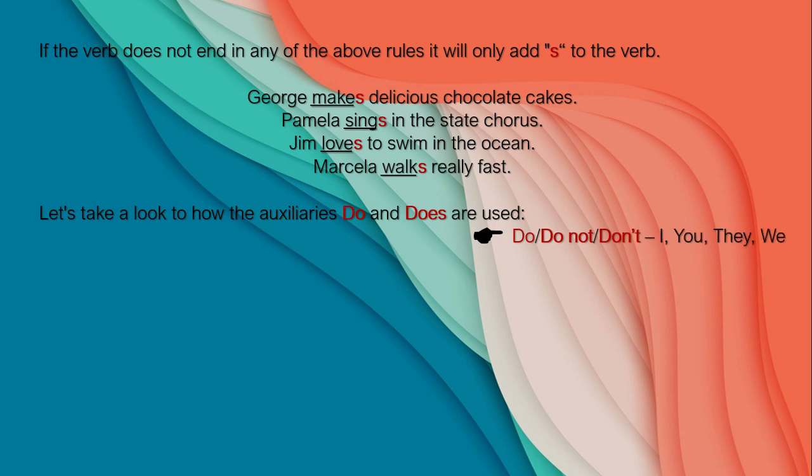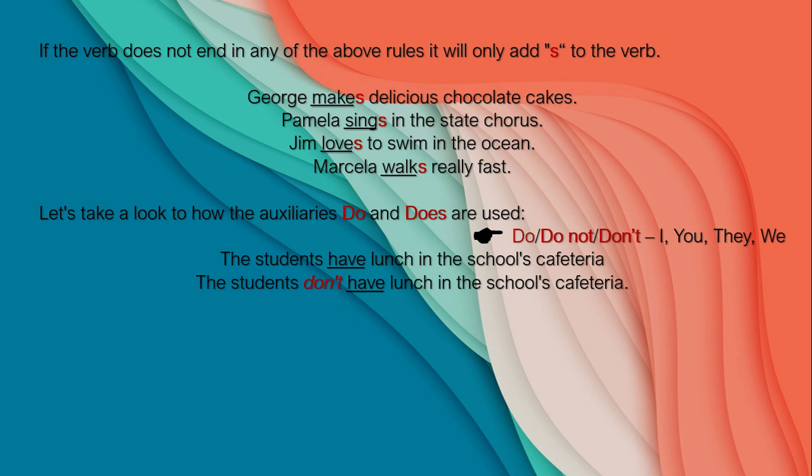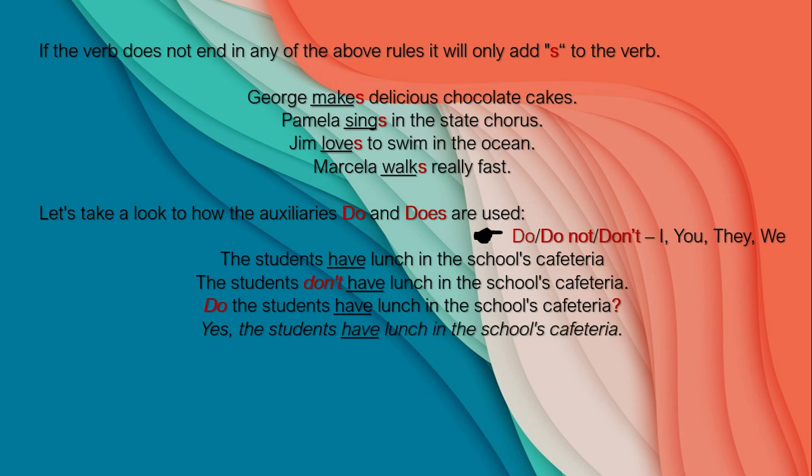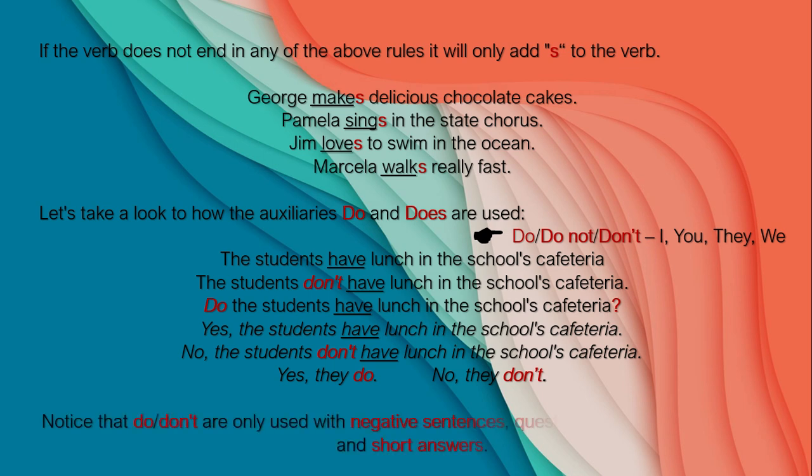Do, do not, and don't are used only with the pronouns I, you, they, and we. The students have lunch in the school's cafeteria. The students don't have lunch in the school's cafeteria. Do the students have lunch in the school's cafeteria? Yes, the students have lunch in the school's cafeteria. No, the students don't have lunch in the school's cafeteria. Yes, they do. No, they don't. Notice that do or don't are only used with negative sentences, questions, negative long answers, and short answers.